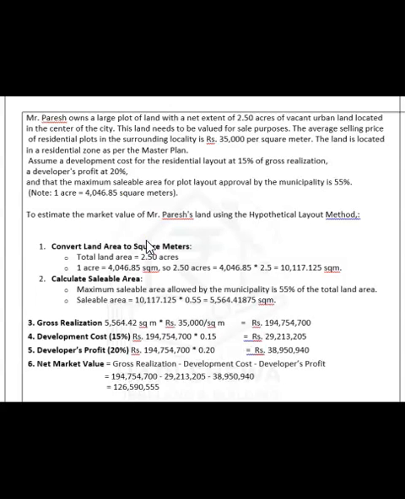Okay, now we start. First, convert the land into square meter. Here 2.5 acres is given. 2.5 acres multiplied by 4046.85 gives a total plot area of 10,000 square meter. And the municipality-approved maximum sellable area is 55%, meaning 45% will go to development, gardens, roads, and other utilities.